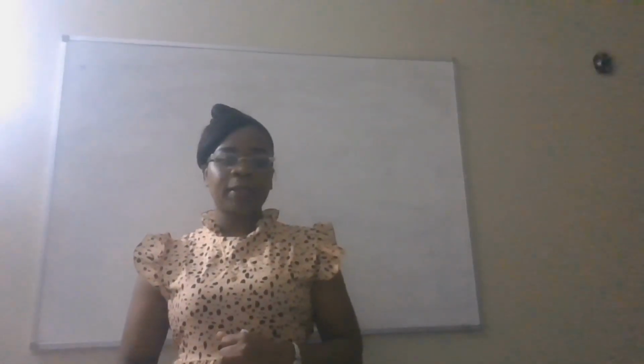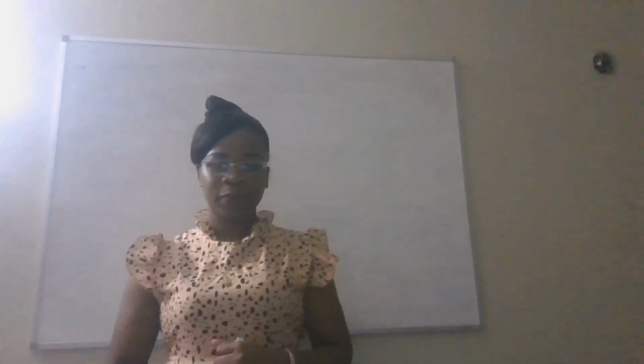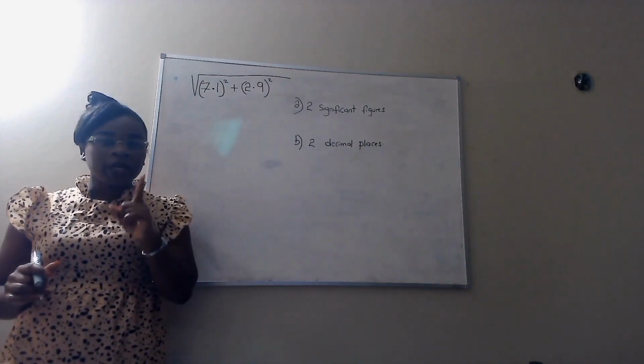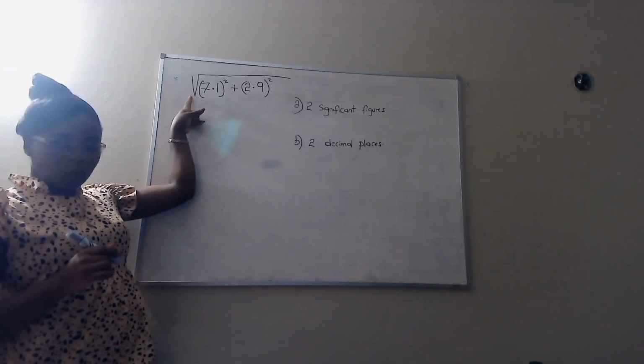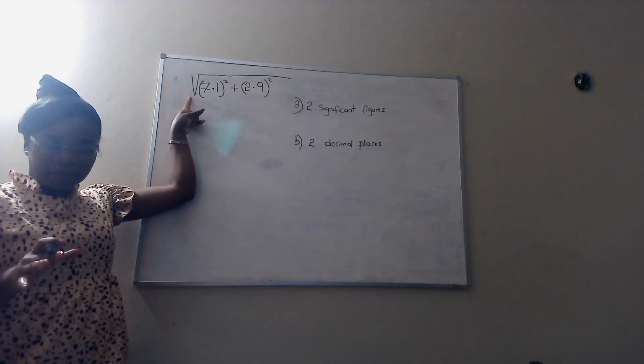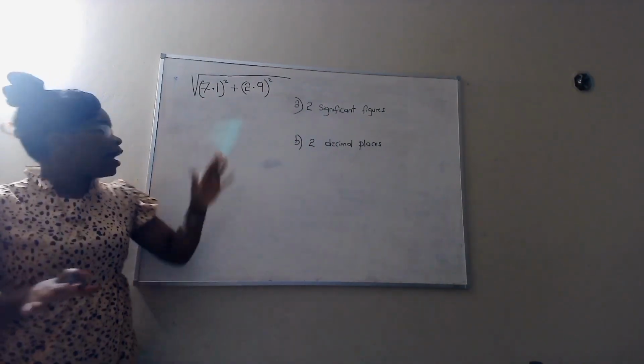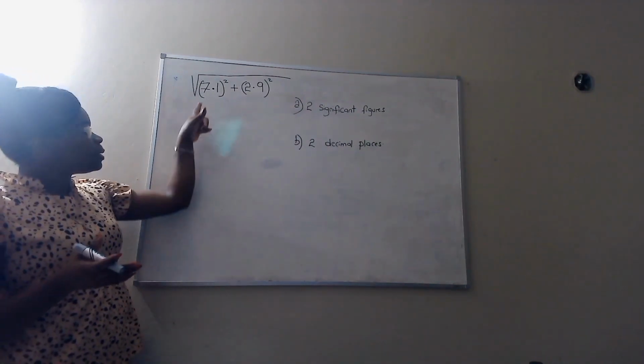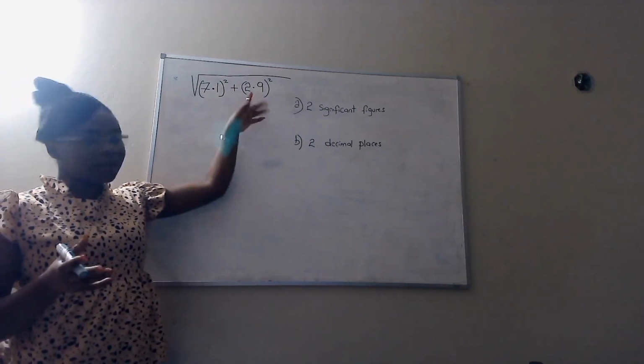Let's get started. Okay, so let's pull up our first question. Calculate the value of the square root of 7.1 squared plus 2.9 squared, giving your answer correct to A, 2 significant figures, B, 2 decimal places. Okay, so we have a lot going on here. For now, we're going to ignore the square root and save it for last, and work out what's under it, that is 7.1 squared plus 2.9 squared.